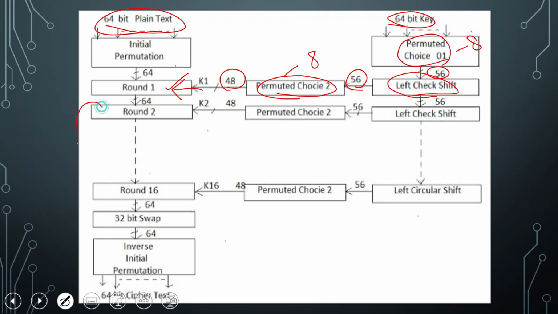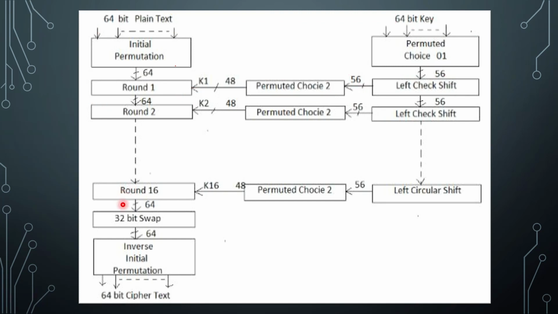So after these 16 rounds we are dividing the 64 bit into 32. After we have to swap them, then again we are passing that to 64 bits into the initial permutation, which is the inverse of the initial permutation, and then we will finally get the 64-bit ciphertext. So now I am going to explain about this round function.